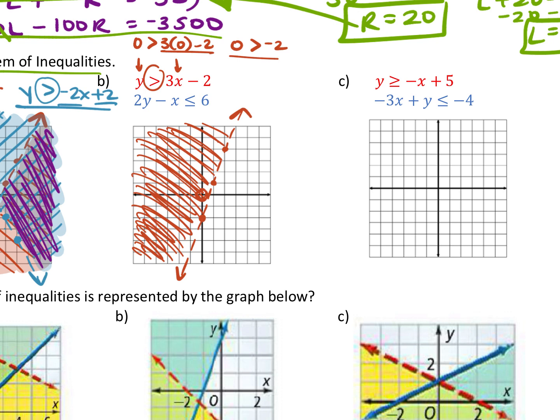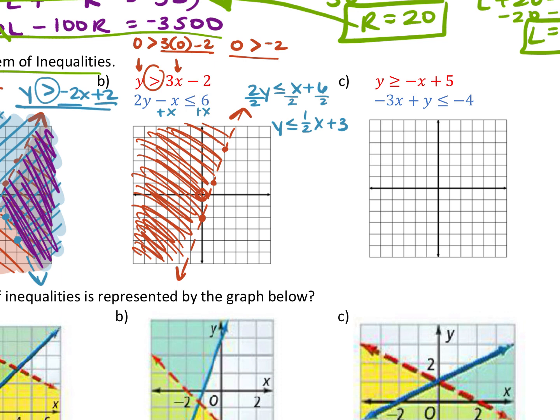Okay, so that's your other option. The blue line, you could do cover up here, or you can just put it into slope intercept. I'm just going to move this into slope intercept. So plus x, so you get 2y is less than or equal to x plus 6, and then we would divide by 2. So y is less than or equal to 1/2 x plus 3.